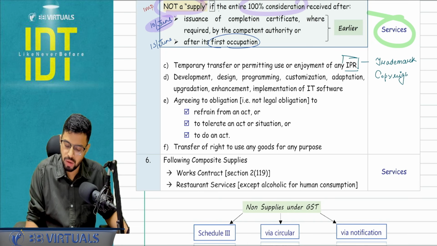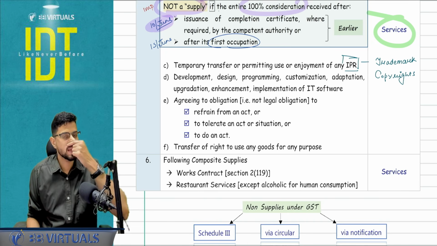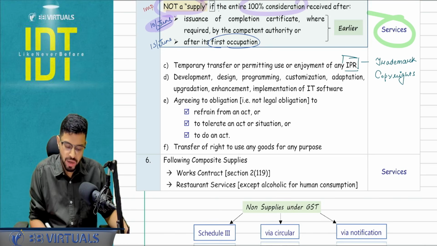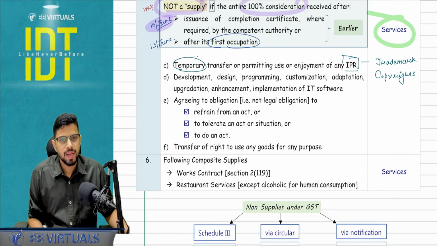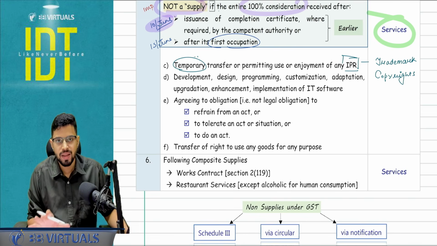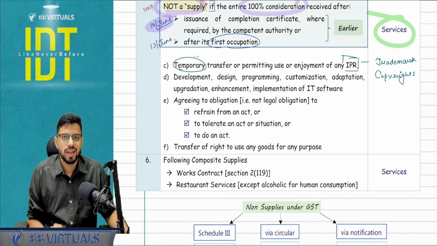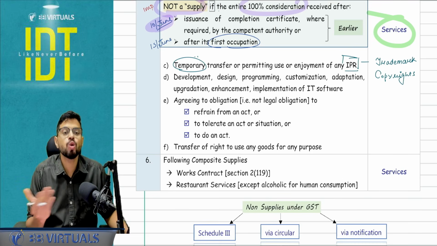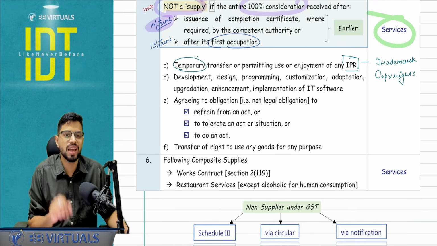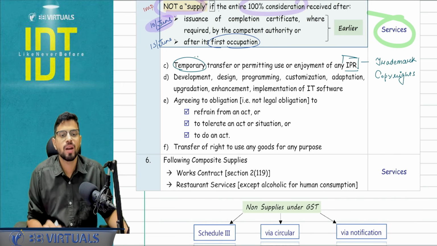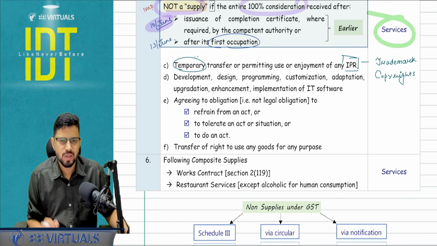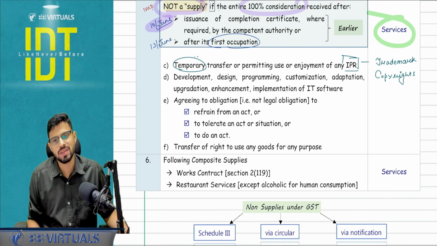All those are covered under GST as a supply of service. Don't get confused by the word temporary. Generally, these things happen in a temporary manner only, that you are allowed to use it. In that context, they have used the word temporary. Okay, you use it for one month, you pay us the royalty, you pay us the license fee. So that is considered as a supply of services.